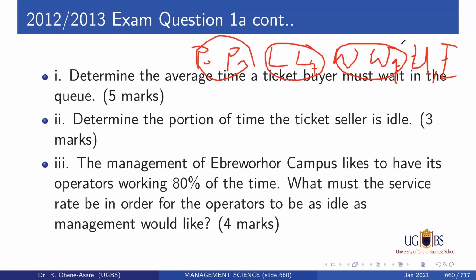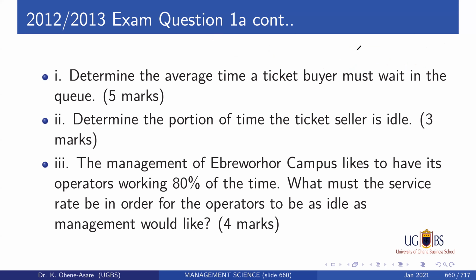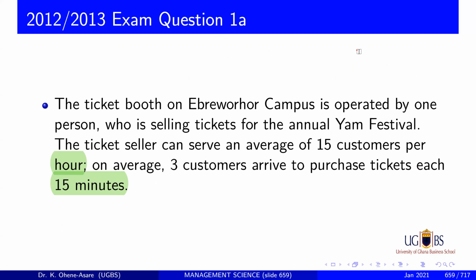So let's go back to the question and make sense of the information that we have. The information is that the ticket seller can serve an average of 15 customers per hour. So you have to convert everything to minutes.